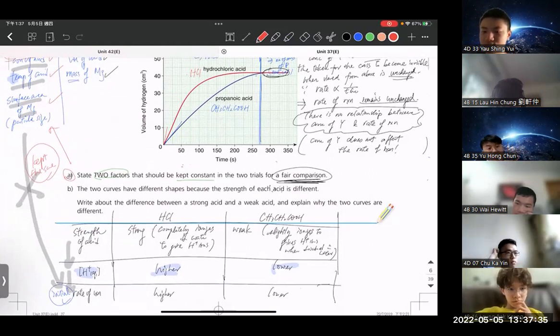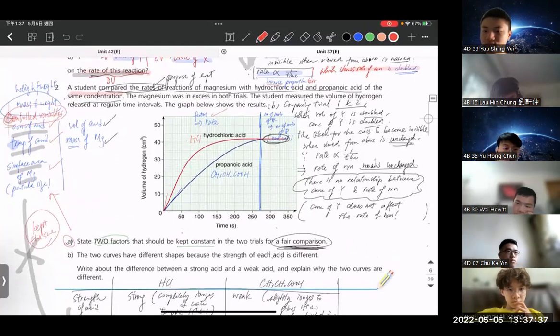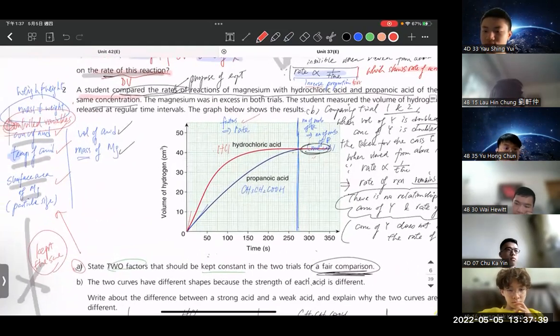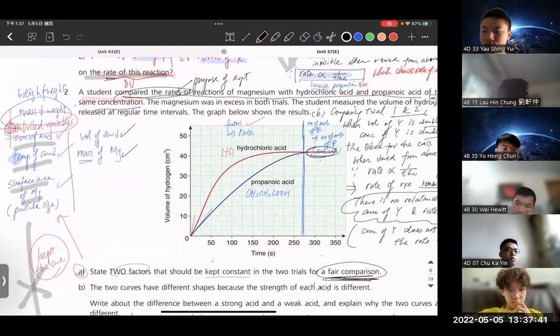Now, of course, one more thing I would like to mention is here. You may get confused with these two concepts, right? Volume of acid and mass of magnesium. That is very natural. It does make sense that at the very beginning, you get confused. The reason behind is very simple. In Form 1, you do not need to get to know the concept of rate and mole.